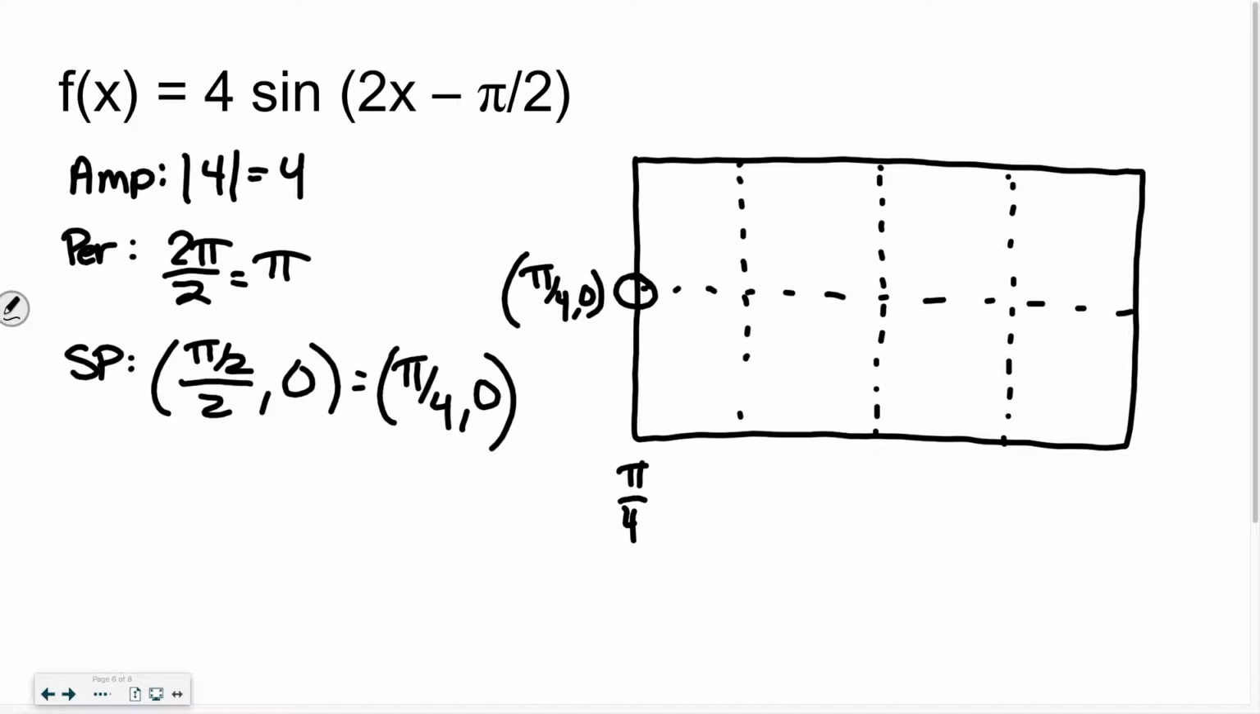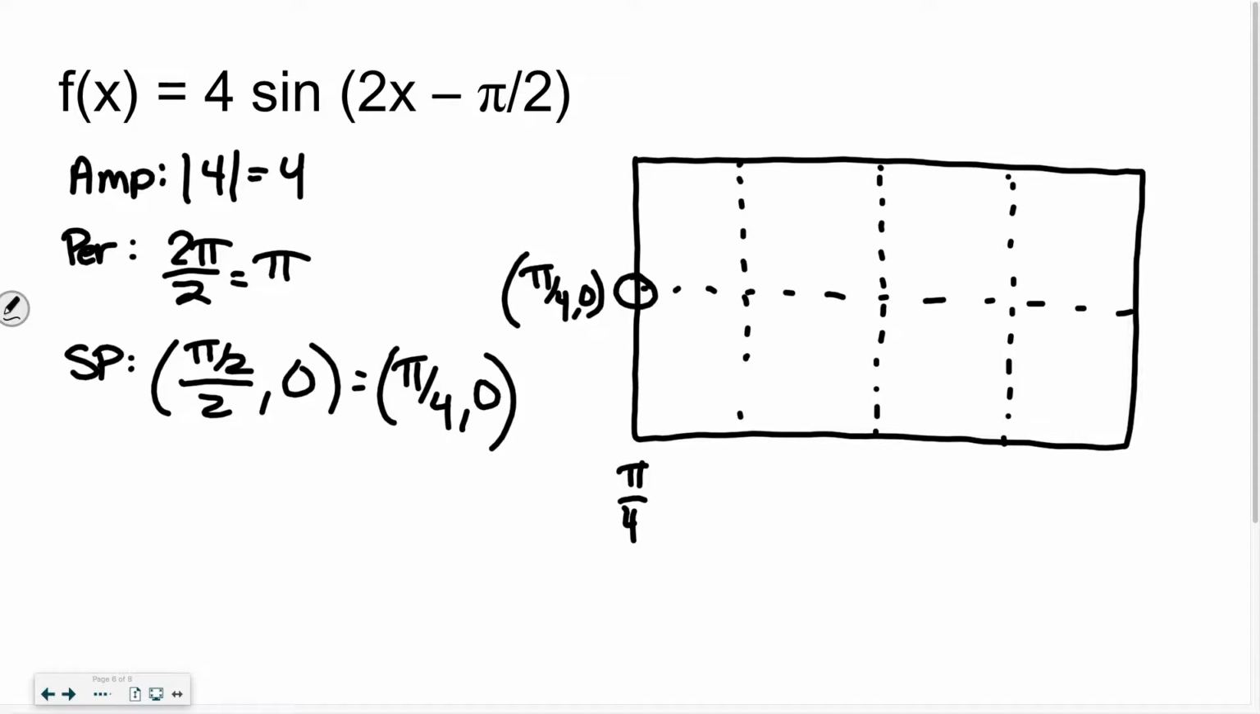You have to divide it by B, which is 2. Pi over 2 divided by 2, that's pi over 2 times 1/2, the reciprocal of 2, which is pi fourths. So you should have a starting point at positive pi fourths, comma 0.